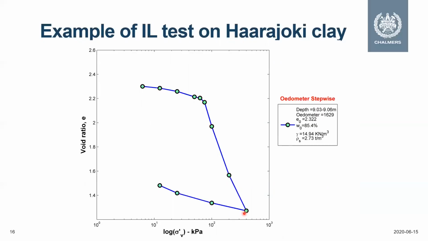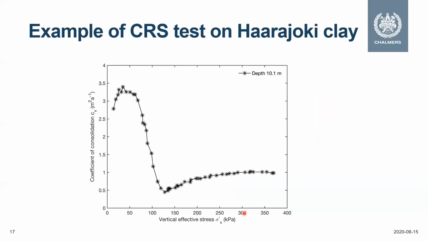So we gave these incremental oedometer test results, and then instead of asking students to derive the coefficients of consolidation from the incrementally loaded oedometer data with the Taylor and Casagrande methods, we decided to give them the coefficient of consolidation data from the constant rate of strain tests.